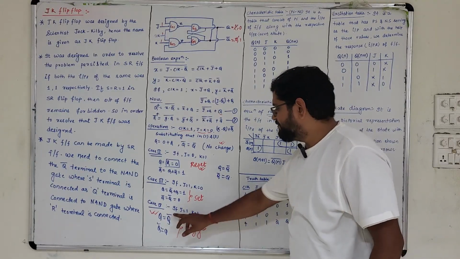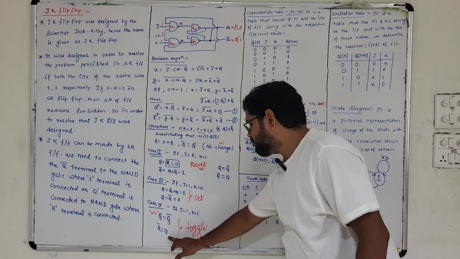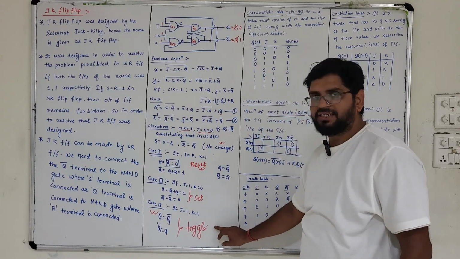So this is the case. If J is equal to 1 and K is equal to 1, Q will be equal to Q bar and Q bar will be equal to Q. And that state will be described as the toggle state.